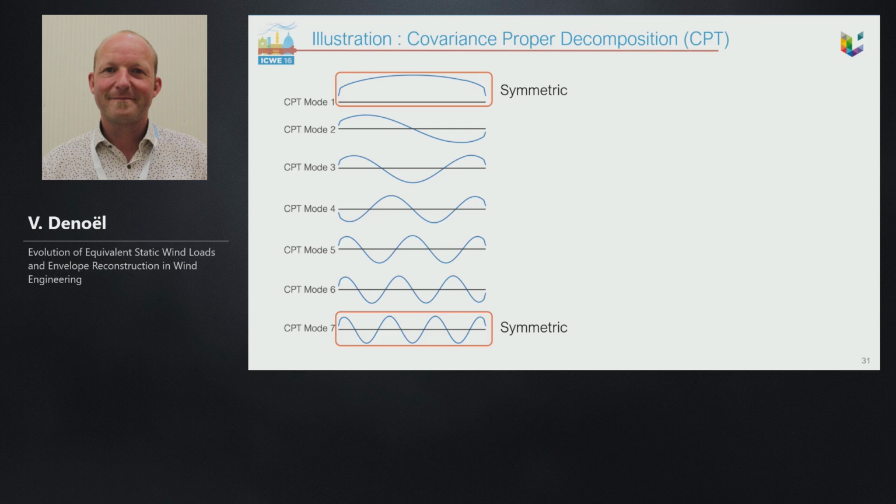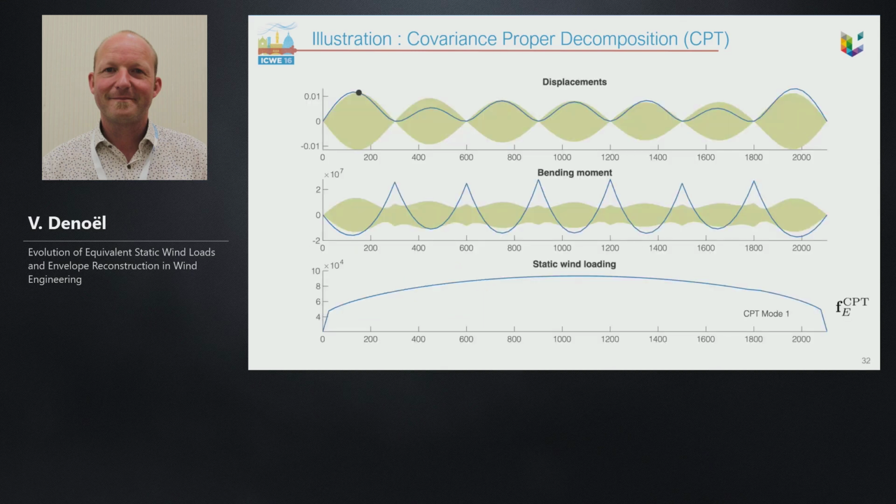And then I will also discuss it with this one because this is a seventh CPT mode. It has seven wavelengths, which is also equal to the number of half waves we have in the mode shape. And if you apply the concept of double modal transformation, it would say that they fit. So this is a combination that needs to be taken into account.